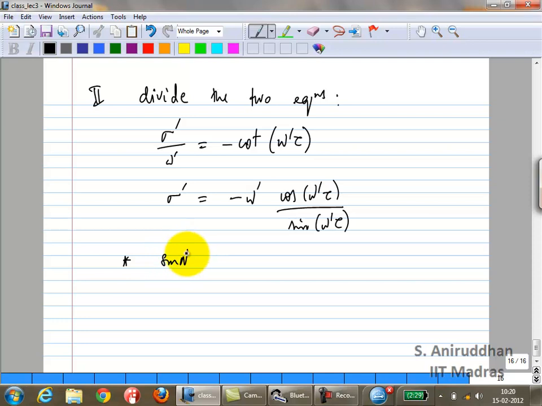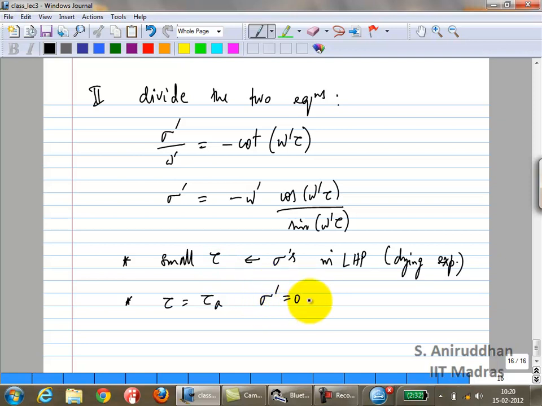Okay, so the important thing is, if you have small tau, you'll find the sigmas are in the left half plane, so you get dying exponentials. If you have, let us say, tau equals some tau A, what you'll find is you'll get some case where sigma prime is 0. So s prime will just be j omega prime. In which case, the poles will lie on the j omega axis. That will be the unstable case. Correct? That will be the case when the system is oscillating.